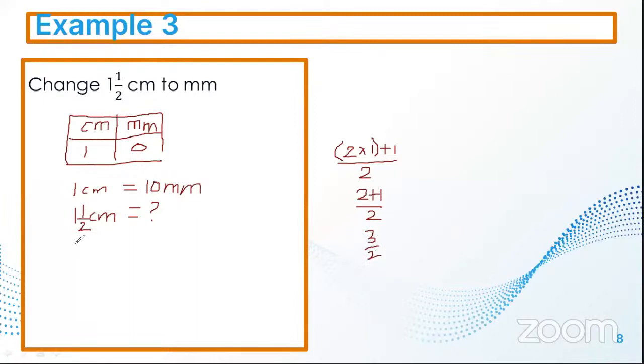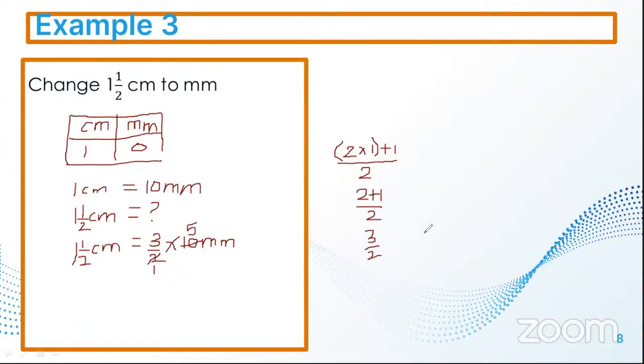Now, one whole number, 1 out of 2 centimeters is the same as 3 out of 2 times 10, because when we are changing centimeters to millimeters, we multiply by 10. You see, this is how you do it. So from there, you can look at 10 and 2. They can be divided. So you divide 2 by 2, you get 1, and then 10 divided by 2, you get 5.